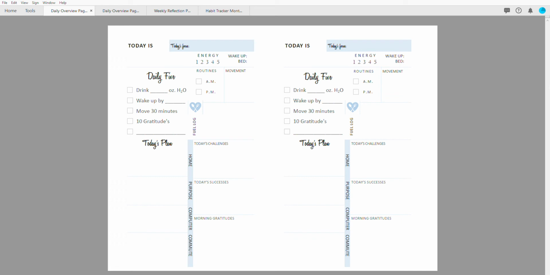Again, that also helps to rebuild whatever energy stores you may have used in the day already. And so you're just building upon these energy stores every time you choose to engage in one of these daily 5 activities. The 10 gratitudes.